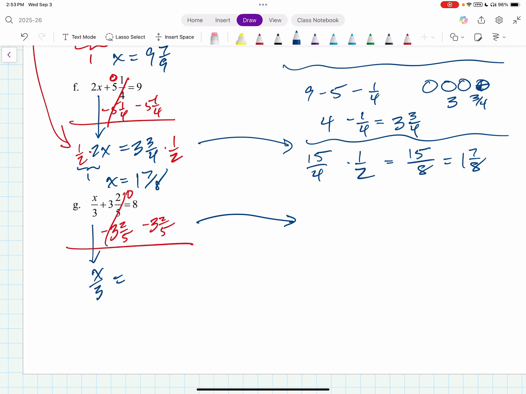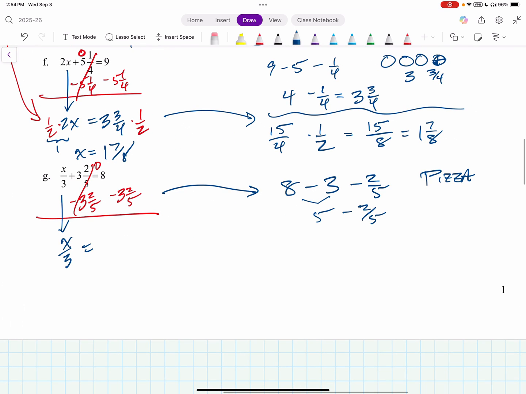8 minus 3 and 2/5. 8 minus 3 minus 2/5. And again, think pizza. So 8 minus 3 is obviously 5. Minus 2/5. Well, if you have 5 pizzas, 1, 2, 3, 4, 5, and divided into 5 slices. So 1, 2, 3, 4, 5. So when you eat 2 of them, you have 4 and 3/5 remaining. So 4 and 3/5.